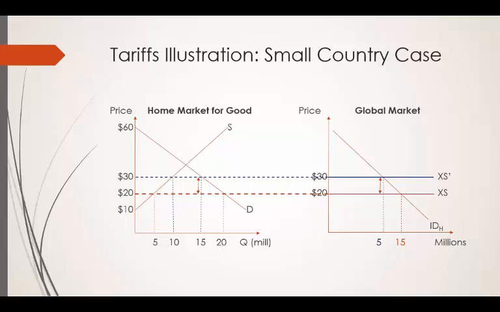In the home market, total demand by consumers for the product has fallen from 20 million to 15 million at the price of $30, where now home producers are supplying only 10 million and imports comprise just 5 million. We summarize the welfare analytics next.